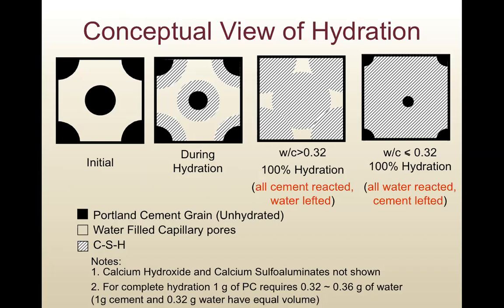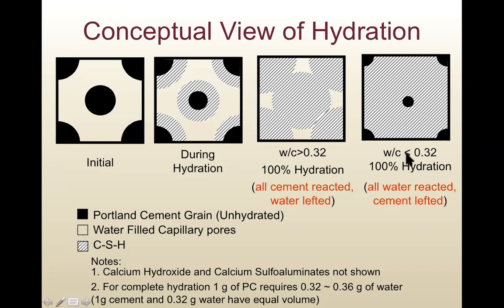When the water cement ratio is larger than 0.32, all the cement grain will be consumed, provided the size of the cement grain is not too big. So we have 100% hydration, provided the hydration time is long enough. So all cement will be reacted, and some water will be left. Eventually this water will evaporate and we have some empty space or pores left.